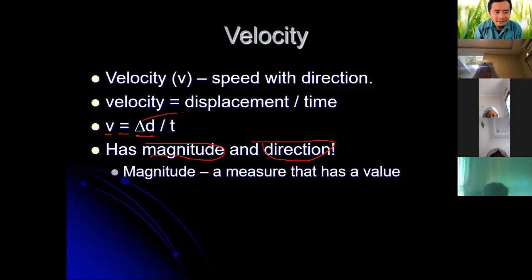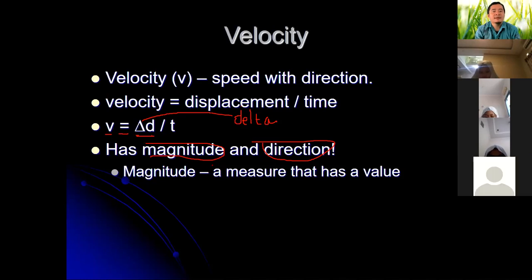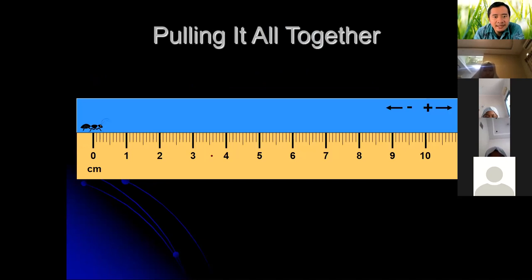This is delta. Delta in bahasa is selisih. Delta D is the final position minus the initial position. Okay, this is the illustration. Pulling it all together.